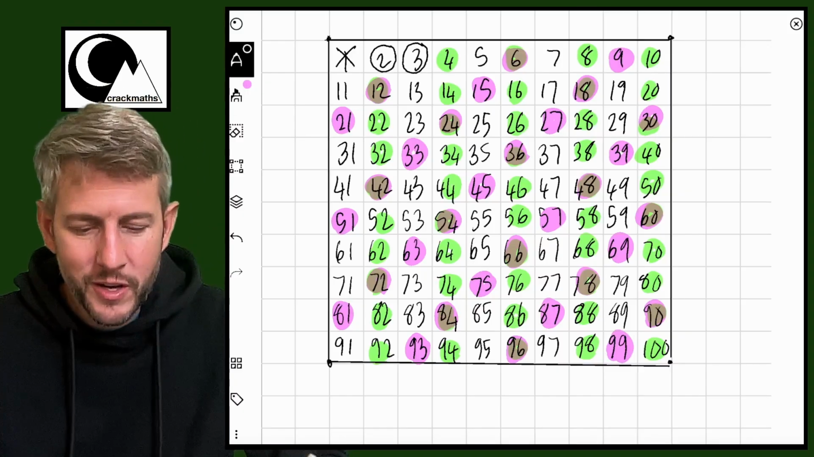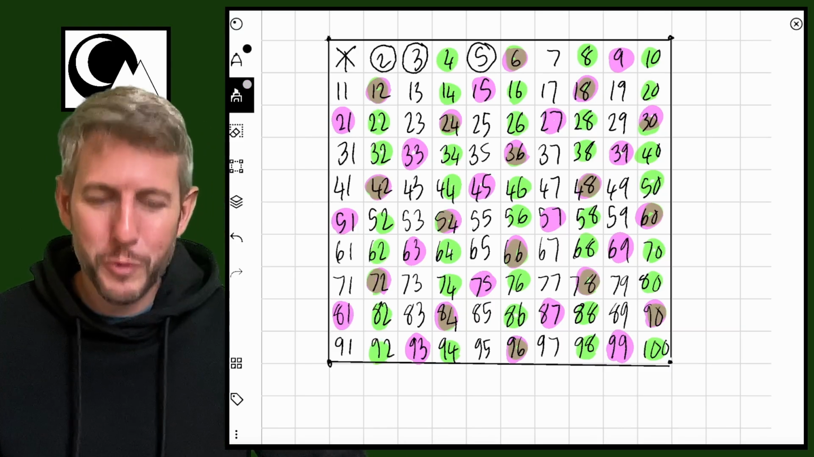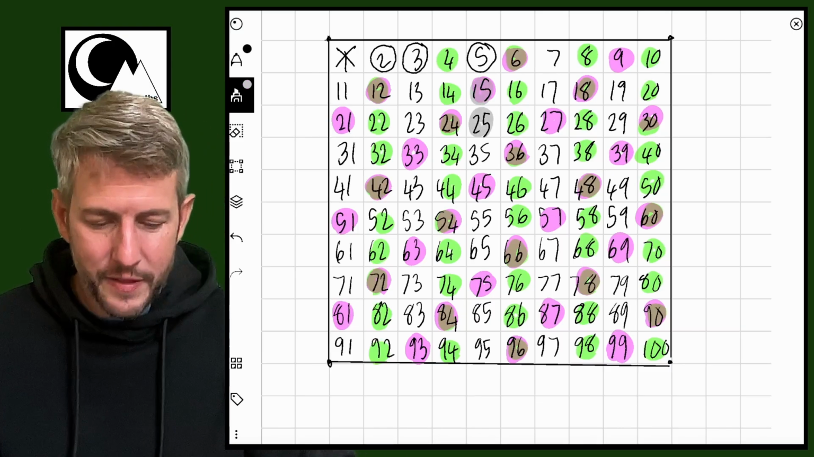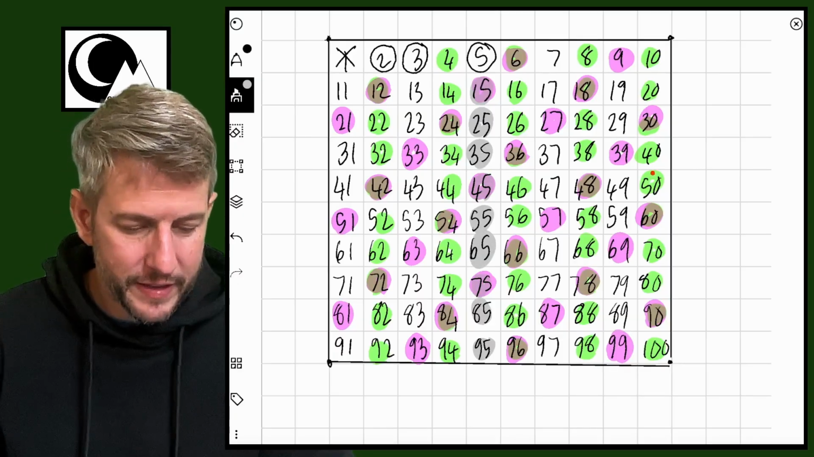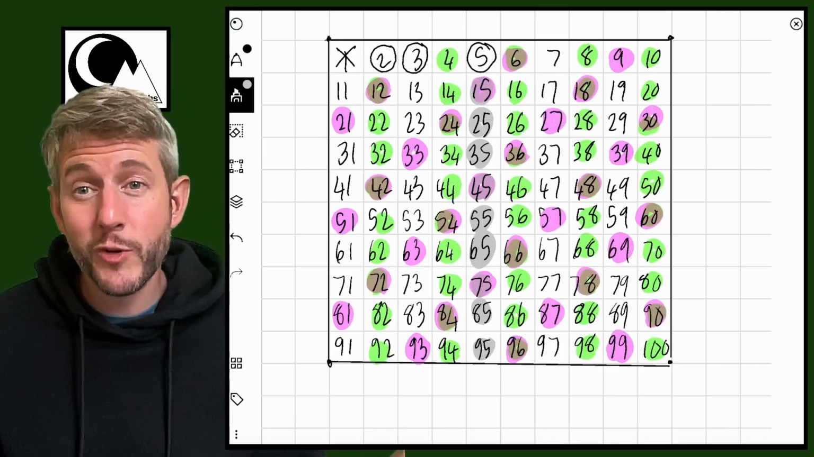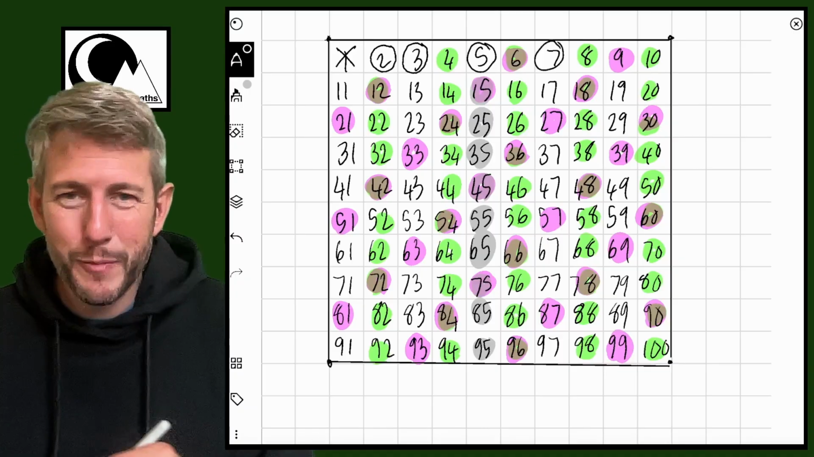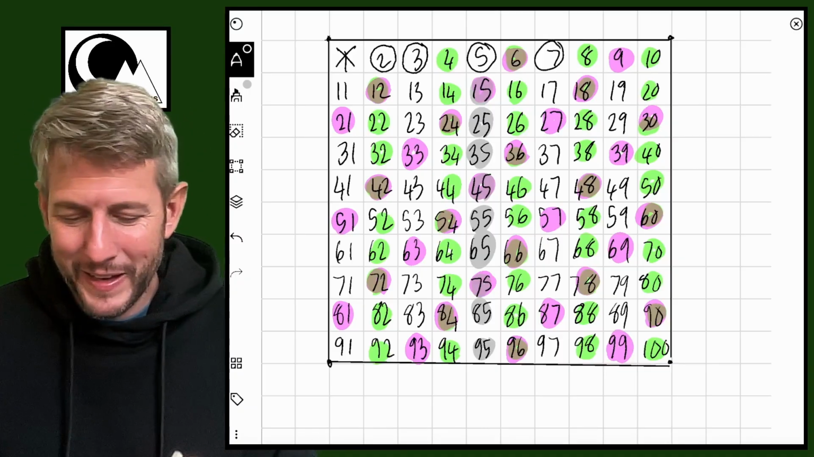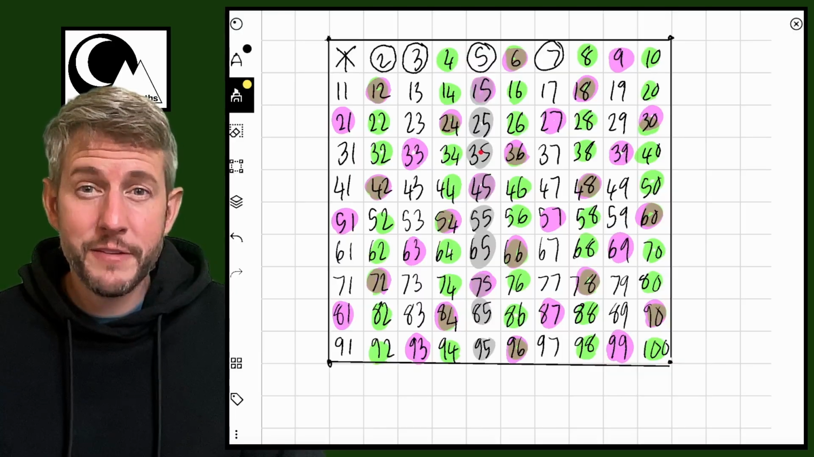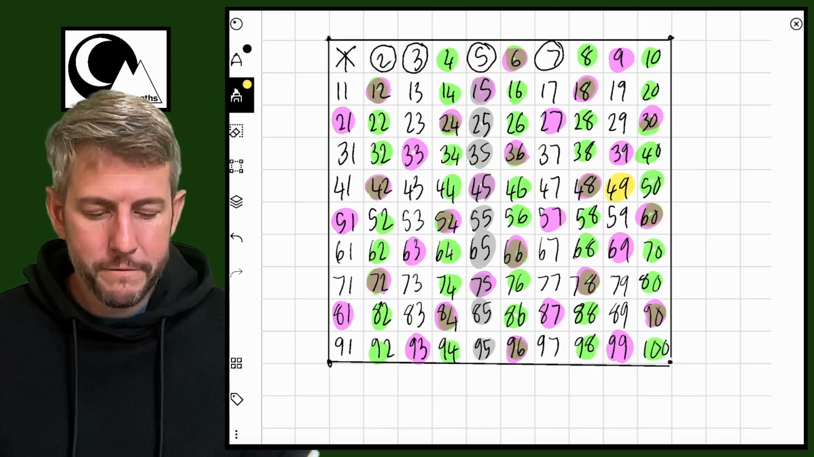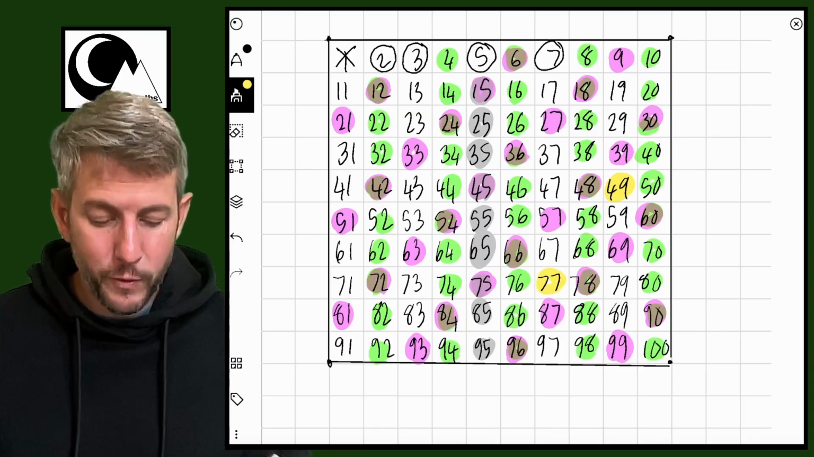So next one, we've got 5. The 5 times table is nice and easy because it's all in this one column. So goodbye to all of these ones in this column, and goodbye to everything in the tens column, but everything in the tens column is already gone because they're all even numbers. Next, we've got the 7 times table. Okay, the 7 times table is a bit harder. So we've got 7, 14, 21, 28, 35, 42, 49, 56, 63, 70, 77, 84, and 91.